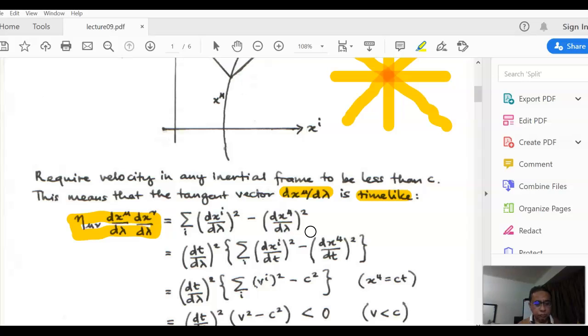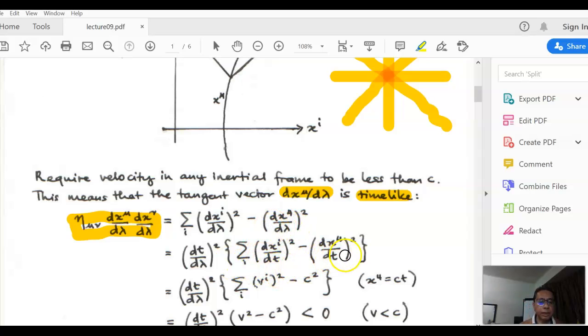Now, we don't really know what this intrinsic parameter is, but one could simply do a chain rule to convert this derivative into the derivative with respect to time. So you multiply with dt/d lambda. So dt/d lambda will appear here, squared, and dt/d lambda will also appear on the other derivative, again squared. So you have this common derivative outside.